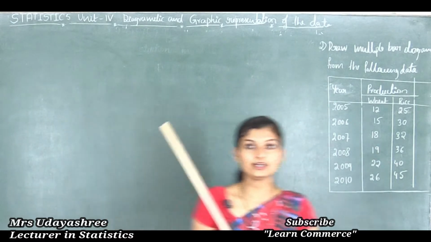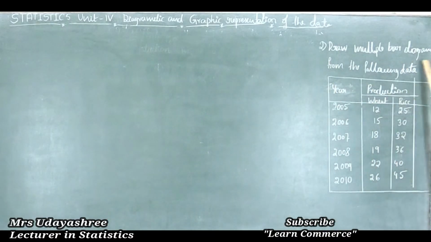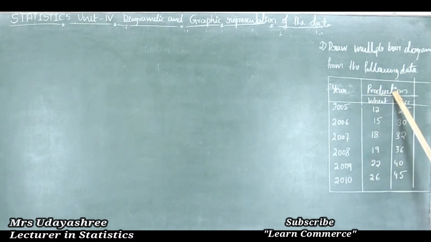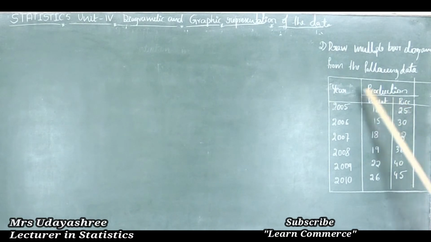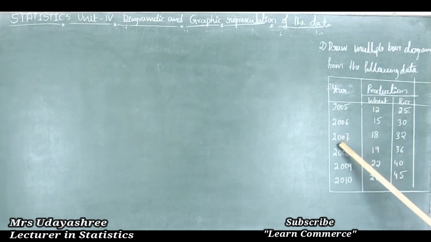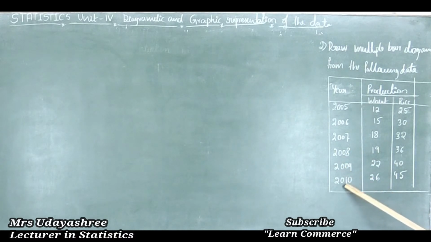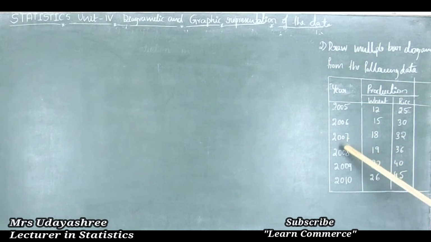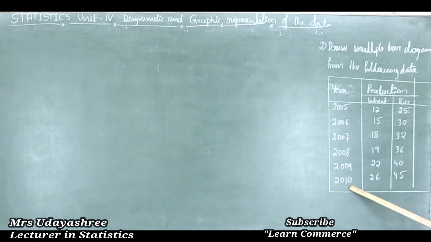Problem number 2 is: draw a multiple bar diagram from the following data. Here the given information is years and productions. The productions are wheat and rice. The years are 2005, 2006, 2007, 2008, 2009 and 2010. Wheat is one set of observations and rice is one set of observations. Here wheat and rice are interlinked in the years 2005 to 2010. Now let's see how to draw a multiple bar diagram for this given set of observations.